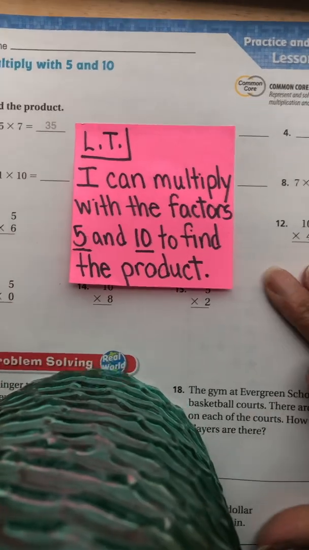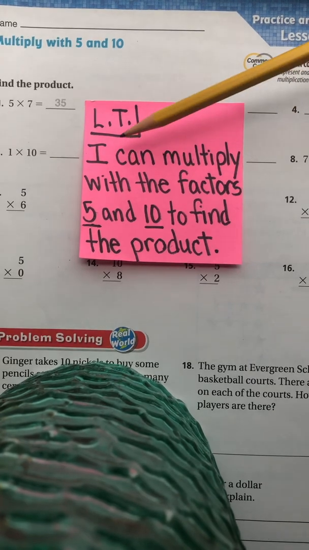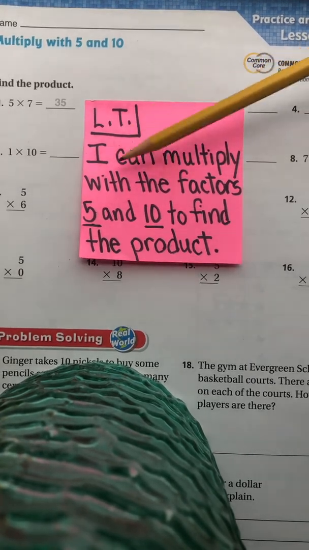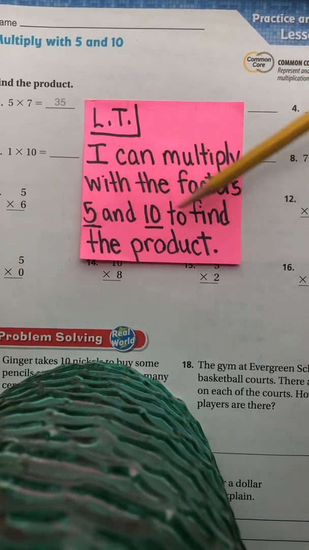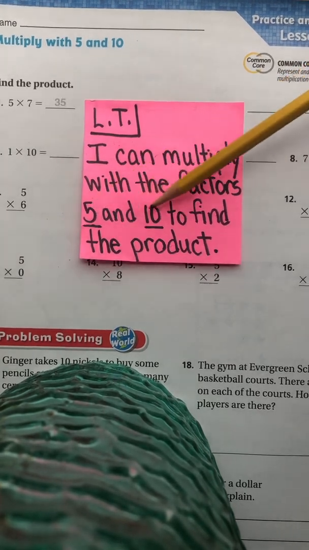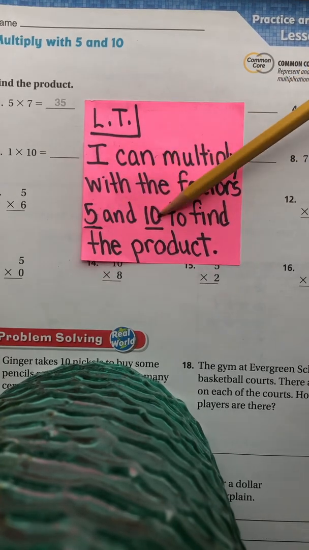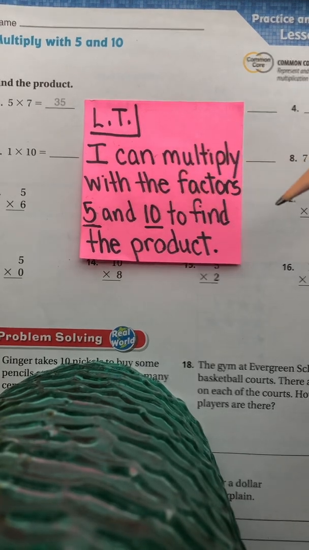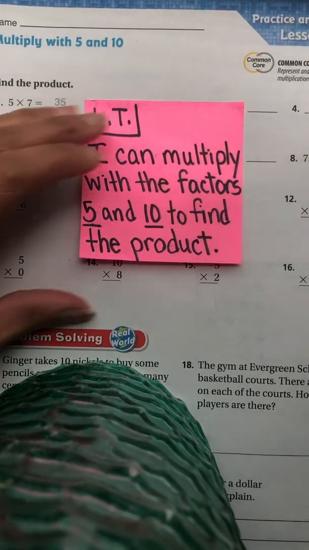So before we begin, here is the learning target that we have been talking about for the last couple days. I can multiply with the factors 5 and 10 to find the product. We talked a lot about 5 and 10. They have a lot in common. They are very simple to count by. You've learned how to skip count by 5 and by 10. So this lesson should not be very difficult.